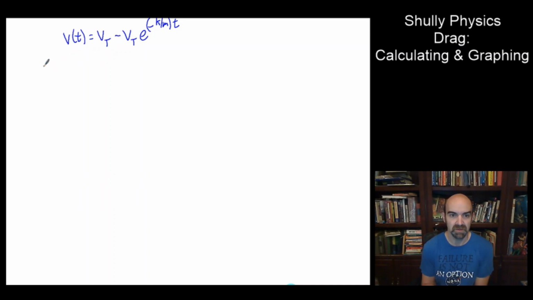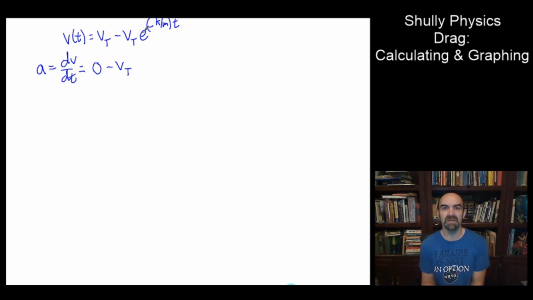And now the acceleration is dv/dt. So, derivative of this: the derivative of a constant is 0. And we've got to take the derivative of this now. This has a coefficient in the front, so we've got a v_t. And what's the derivative of e to the x? The beautiful thing about e is that the derivative of e to the x is e to the x. It's the same. The slope is the same as the function. So this is going to be e to the negative k over m t.